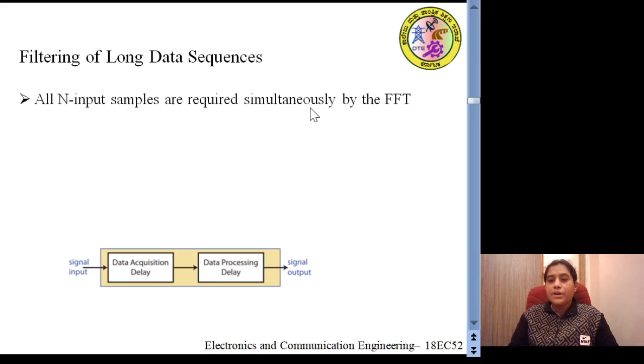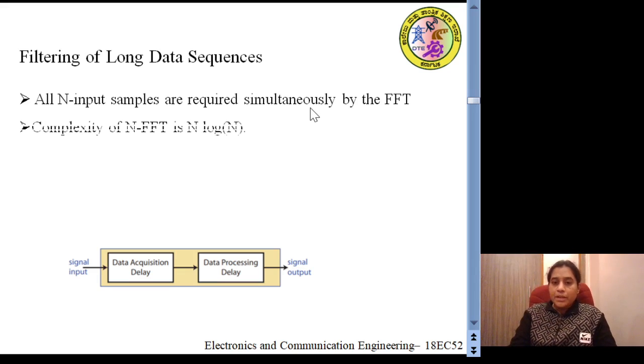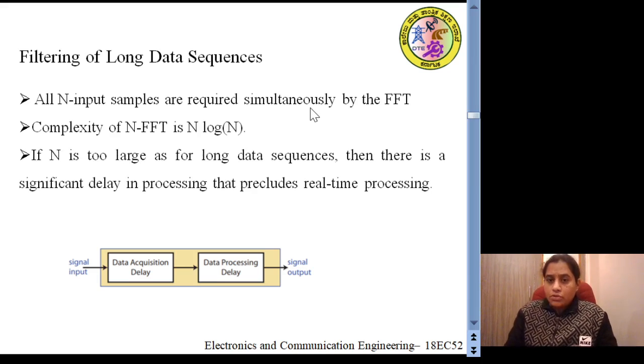If we want to do linear filtering using DFT, by using the FFT method of finding the DFT, all the n samples are required simultaneously for our FFT system. But it is difficult. The complexity of n point FFT is n log n. So obviously, n is too large for long data sequences. Then there is a considerable delay in processing these signals, which is a major hurdle for real-time processing. So we need to think of an alternate way of filtering longer data sequences.